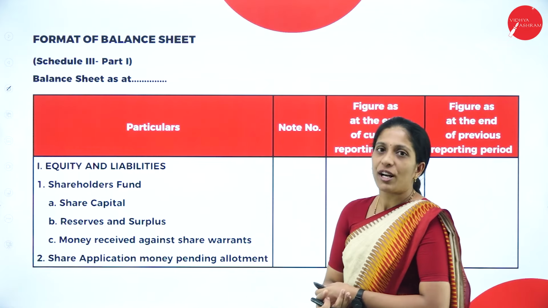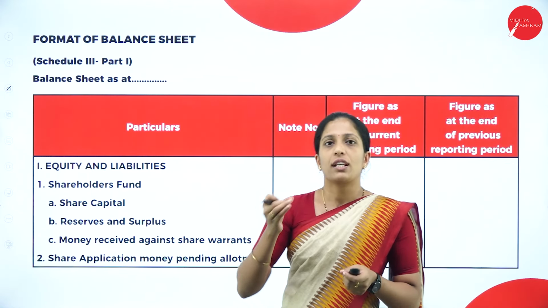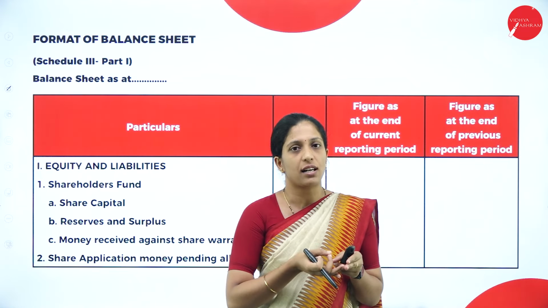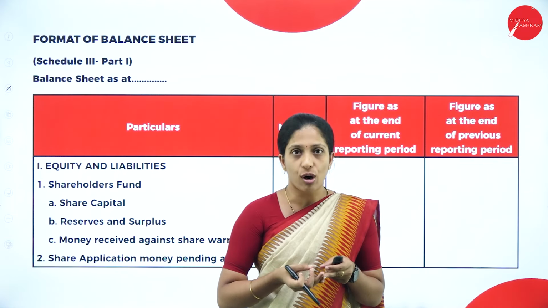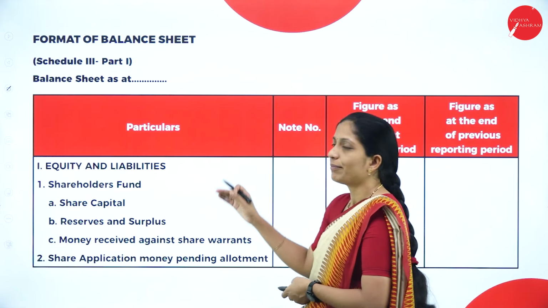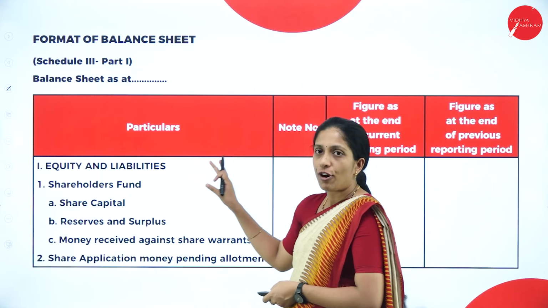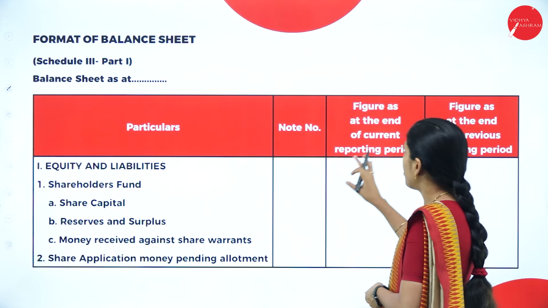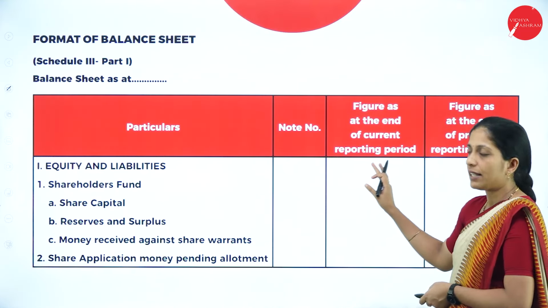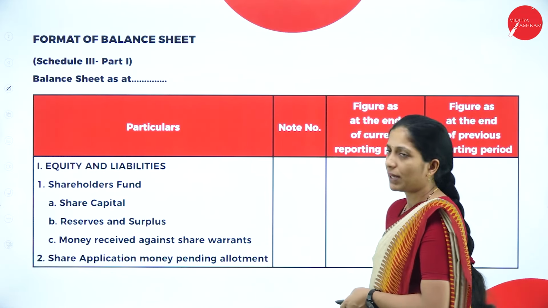Now let us see the format of balance sheet, and this is under vertical form. In your sole trading concern as well as under partnership form, we have followed the horizontal form. Here you are going to follow the vertical form of balance sheet as well as statement of profit and loss. Now see the format here. We have particulars, note number, figures at the end of current reporting period, figures at the end of previous reporting period.